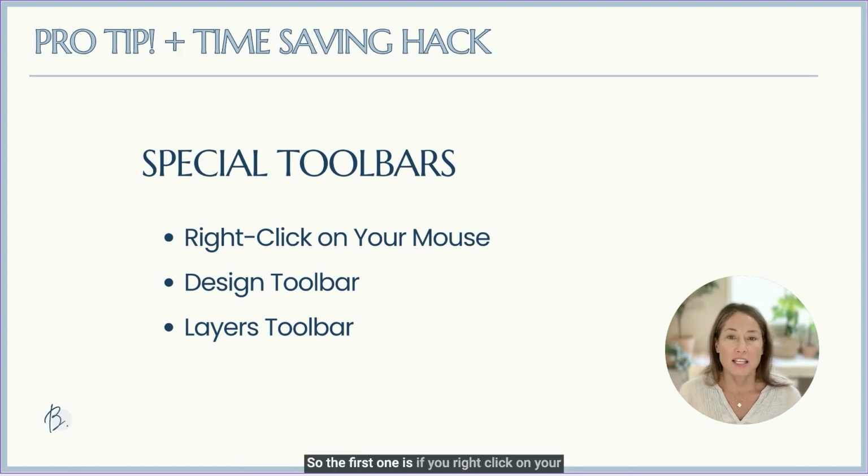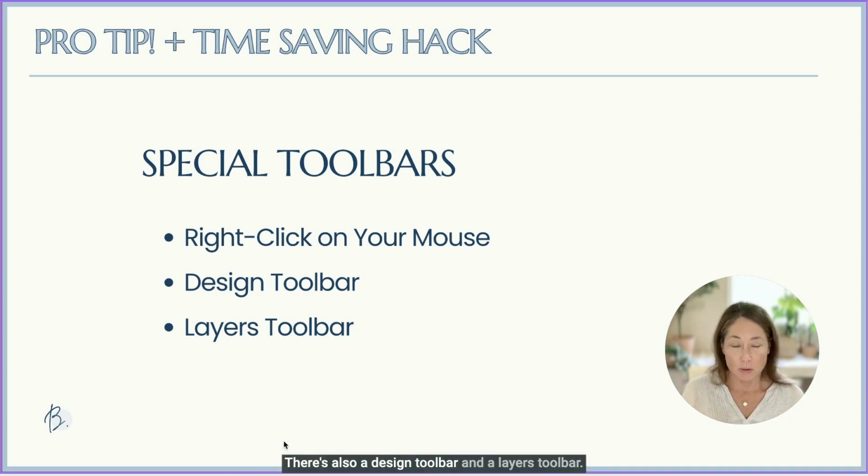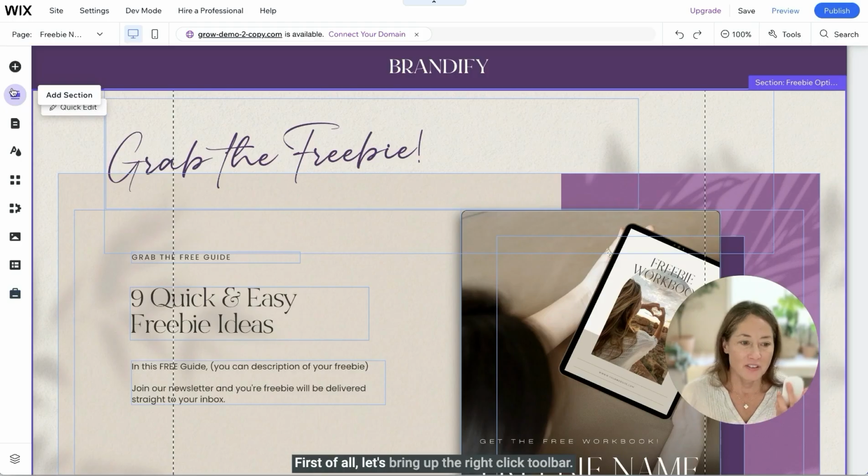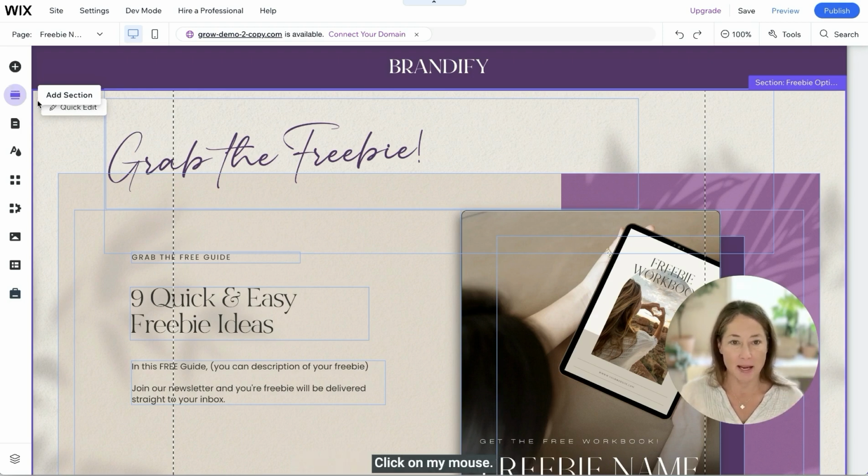So the first one is if you right click on your mouse, it will activate a right click toolbar. There's also a design toolbar and a layers toolbar. So let's jump back over to the editor and I will show you these now. First of all, let's bring up the right click toolbar. So I'm going to right click on my mouse.